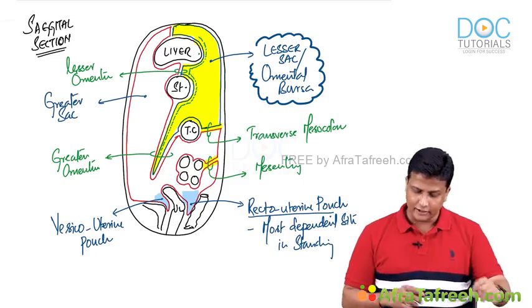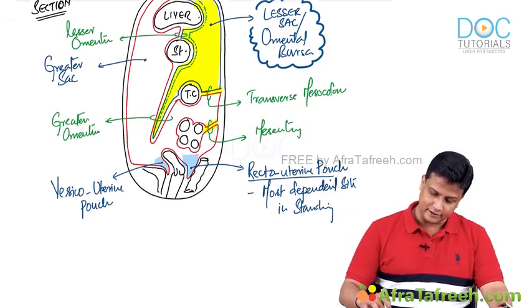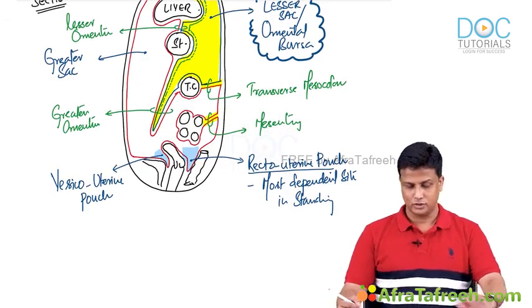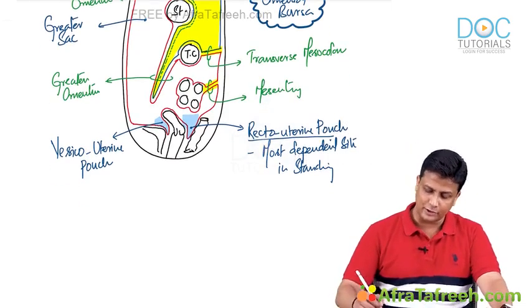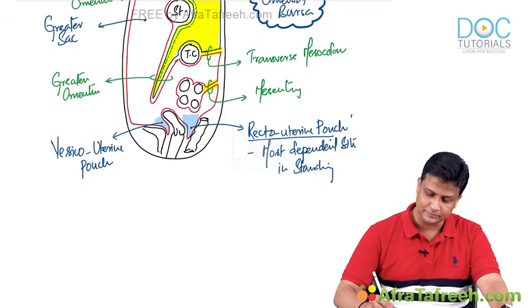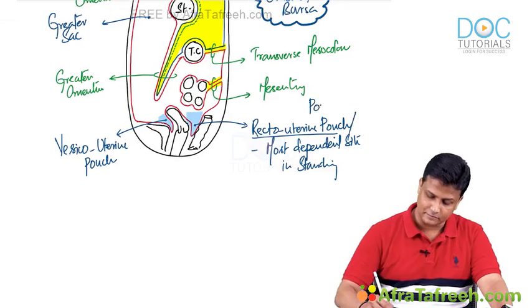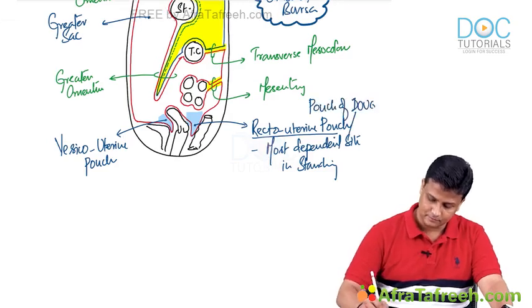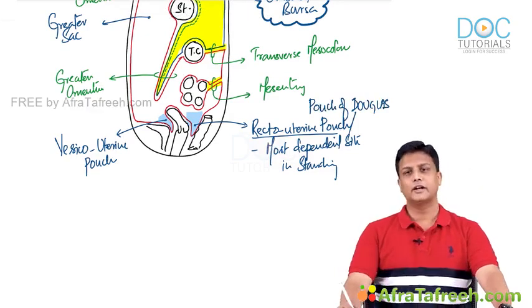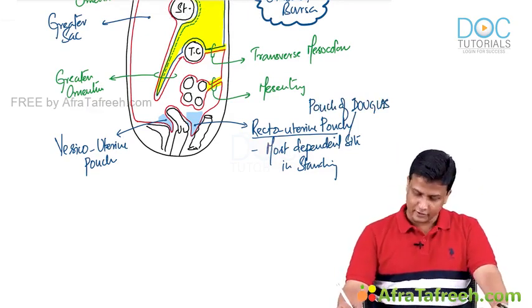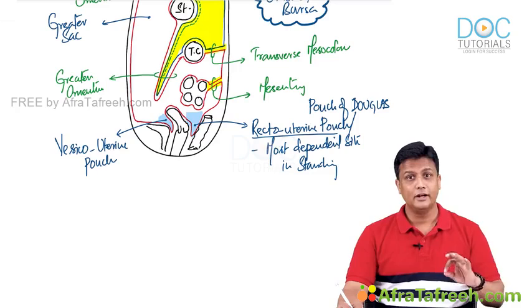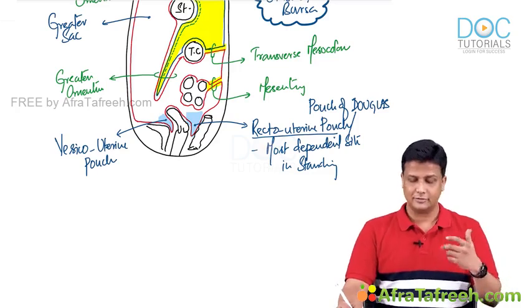Now one last and final point that I want to add here is that rectouterine pouch. Rectouterine pouch, I told you it is also known as the pouch of Douglas. I'll just write it here guys, pouch. So yet rectouterine pouch, it is also known as the pouch of Douglas. And I told you it is the most dependent site in the erect position, I mean to say standing position.